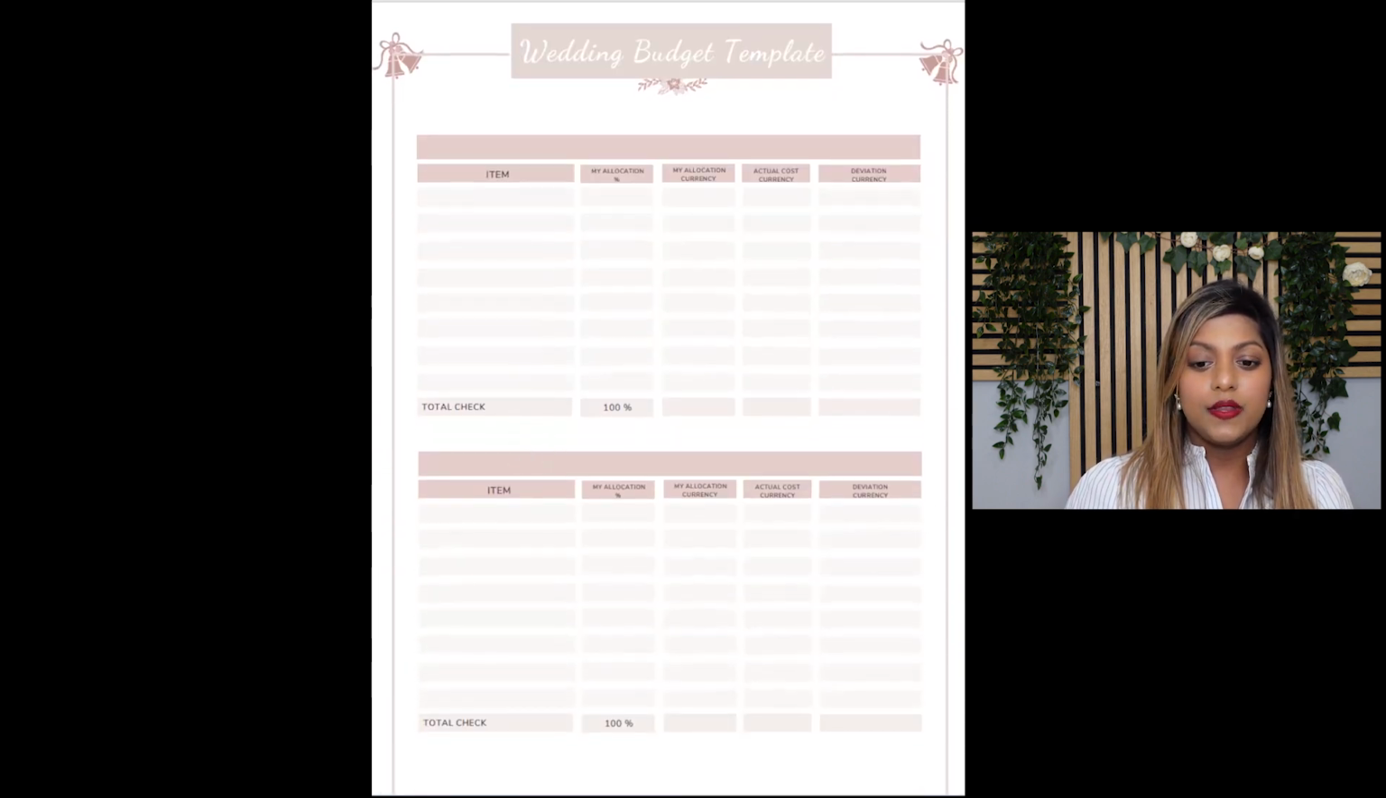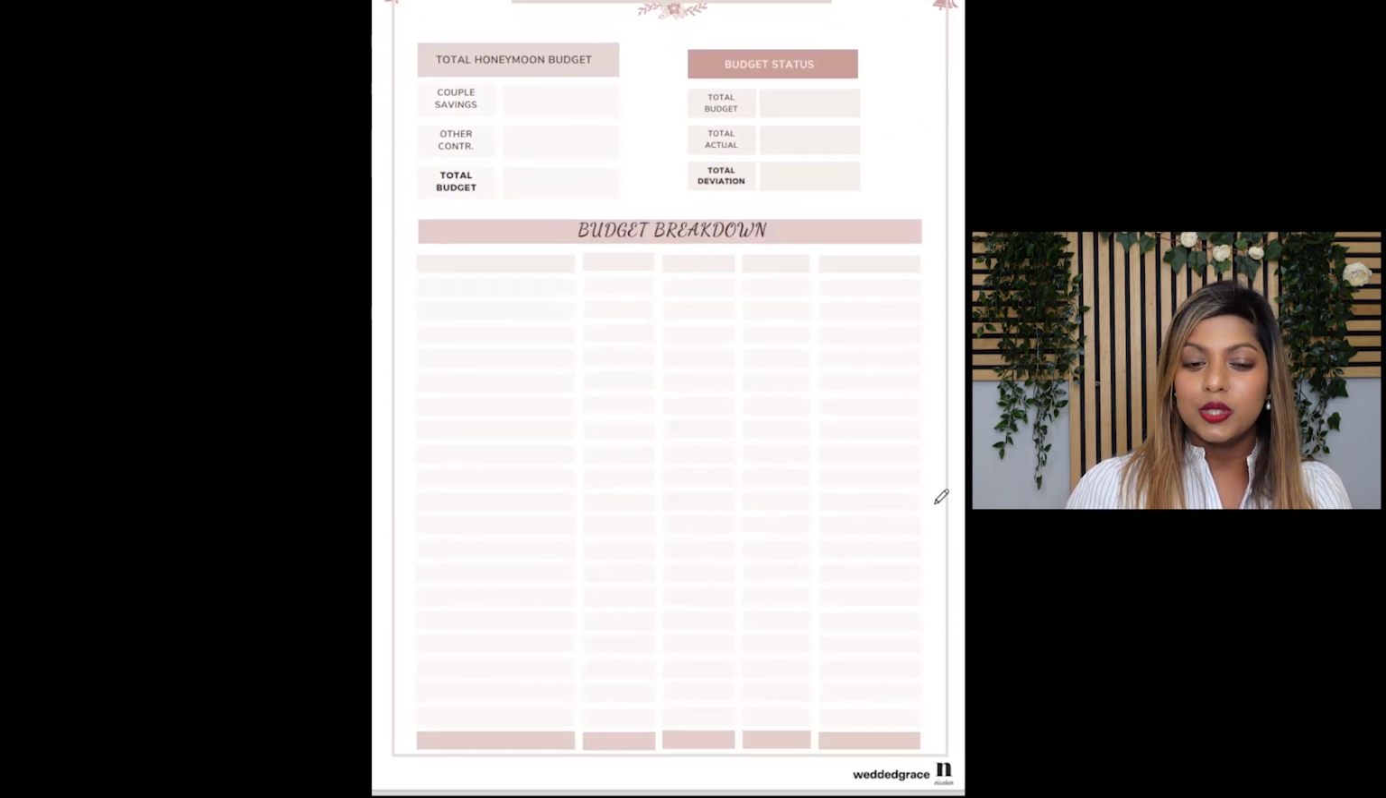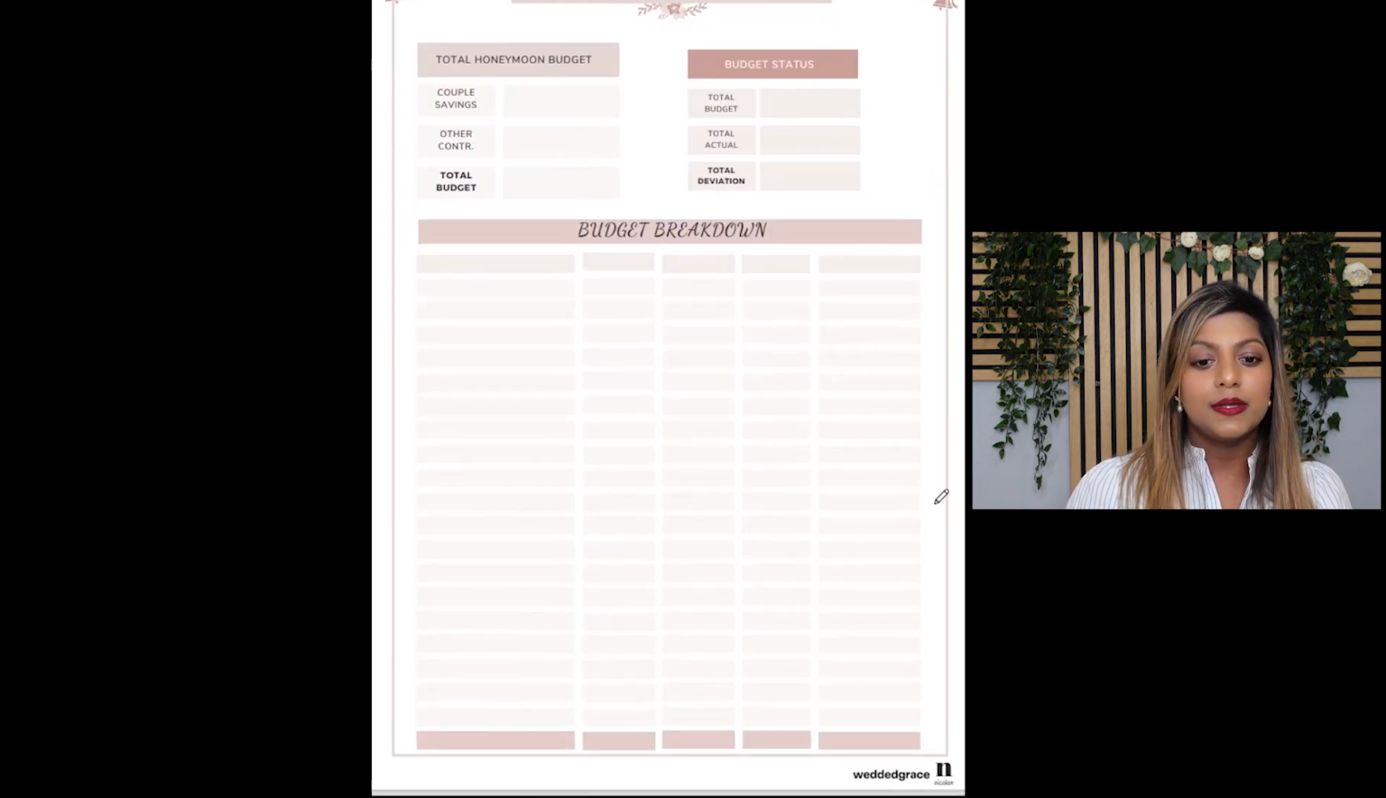It's the same thing with the in-depth, going deeper into each expense. I've also given you a page for that. Again, you can print out however many you need. And then here is your honeymoon and budget template, which is also completely blank for you to use.